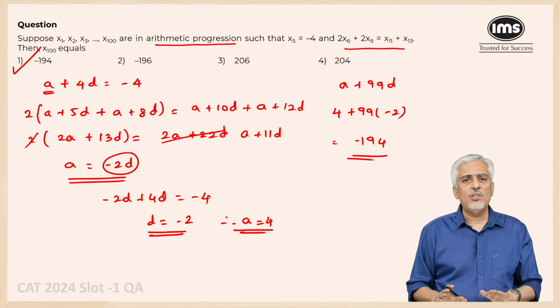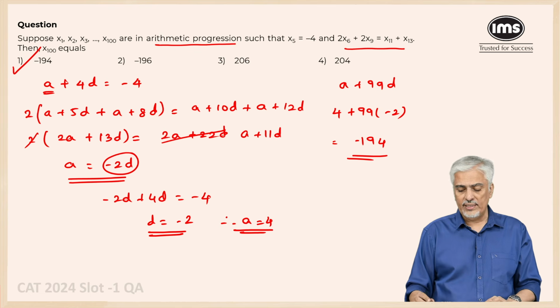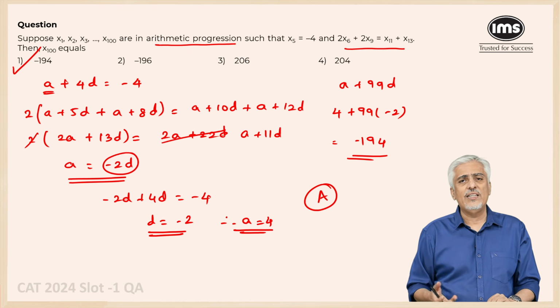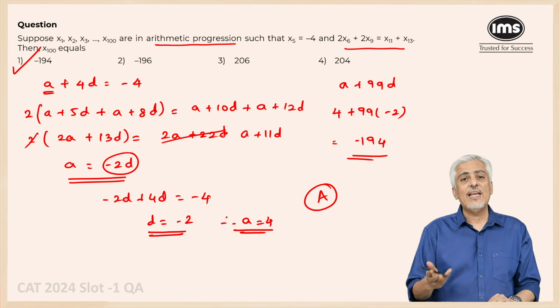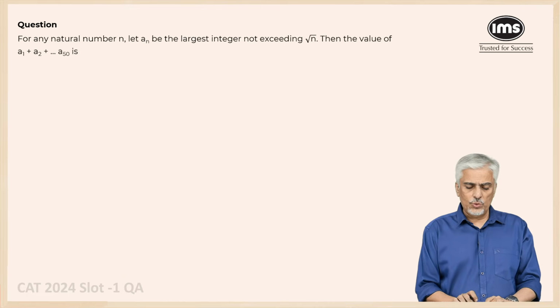If you were doing the regular approach, not trying any shortcuts or anything, this was definitely level A. Yes, maybe a little bit long, but not very difficult. When you look at the question, you should know you'll get it because you're going to get 2 equations for a and d. Let's have a look at the next question.